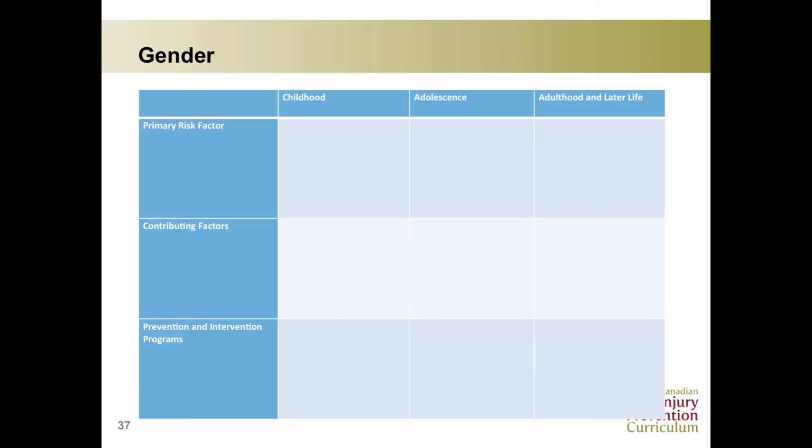Activity. Using the Canadian Injury Prevention Resource Chapter 3.8, fill out the following chart to summarize the factors related to gender as a key determinant of injury by age group.